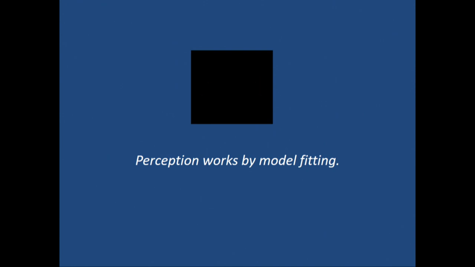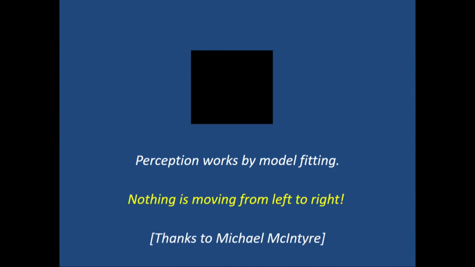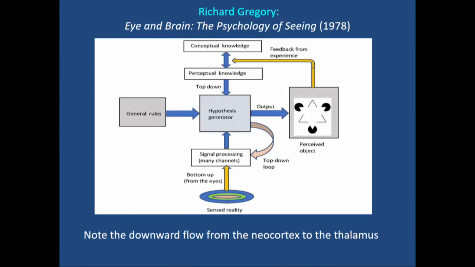What is happening is the left one is flashing and the right one is flashing, and they're doing it in such a way that you see it moving, but nothing is actually moving from left to right. Now, the way this happens has been set out by Richard Gregory in his book, Eye and Brain: The Psychology of Seeing. And he gave this diagram there.